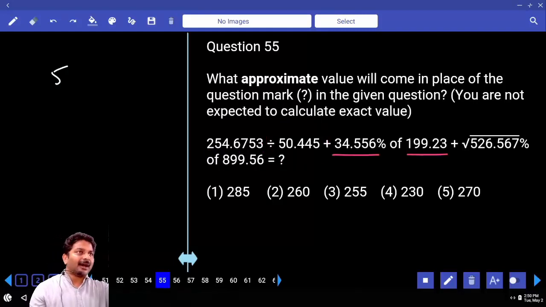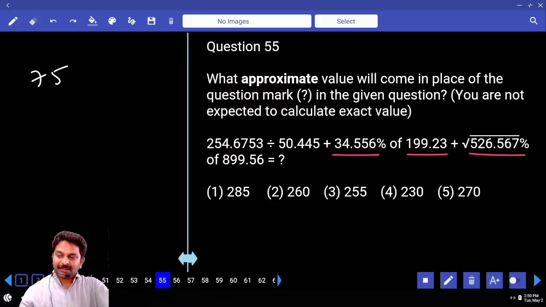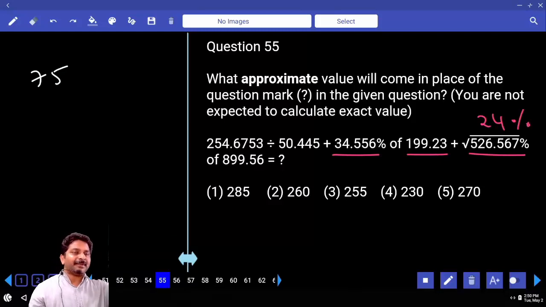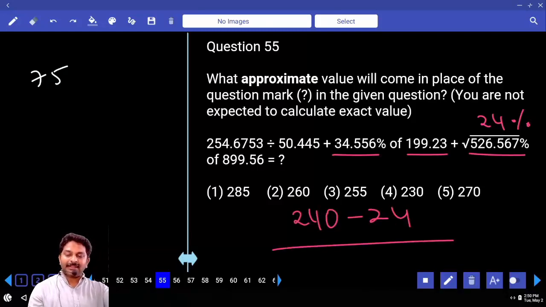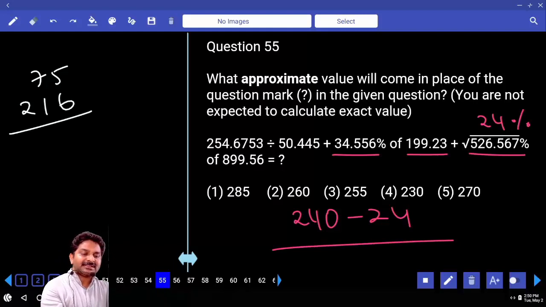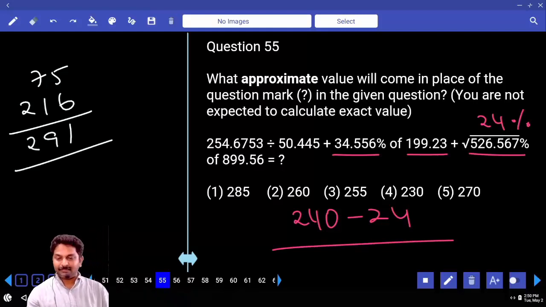35% ఆఫ్ or 200% ఆఫ్ 35. How much? 70 already 5, 75. Yes? Plus 5 under root of 525 or under root 526. 24% calculated on 900 or 900% of 24. 9 times of 24. అంటే? ఎంత? 216. Answer 291. Approximate 285.